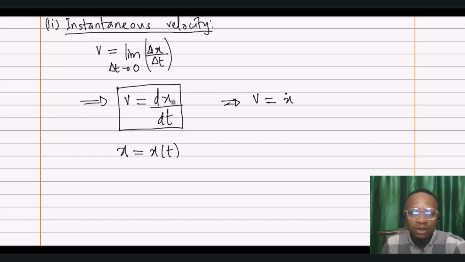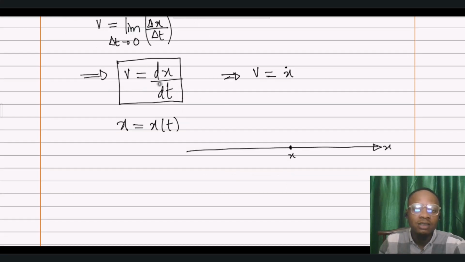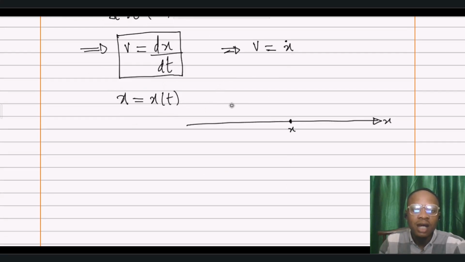So if the position is not changing, this is the position coordinate that tells us where the body is located at any time t. So let's say we have something like this. This is the position. The body is just here, or at any position, but the x coordinate is not changing at all. If it is not changing, it means the body is at rest. So if the instantaneous velocity is 0, it means the body is at rest.